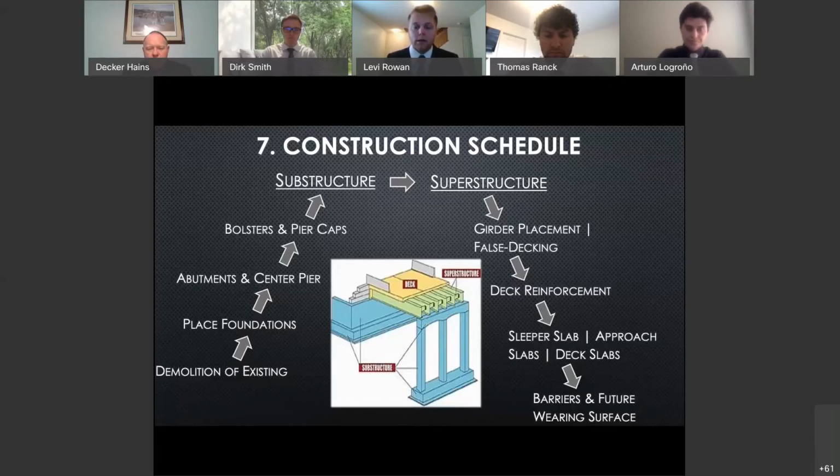Similarly, the false decking is constructed with proper lane closures. Then the complex installation of steel rebar can be set prior to the placement of the sleeper, approach, and deck slabs. Due to the large quantities, the schedule also includes a sequenced placement of the concrete.